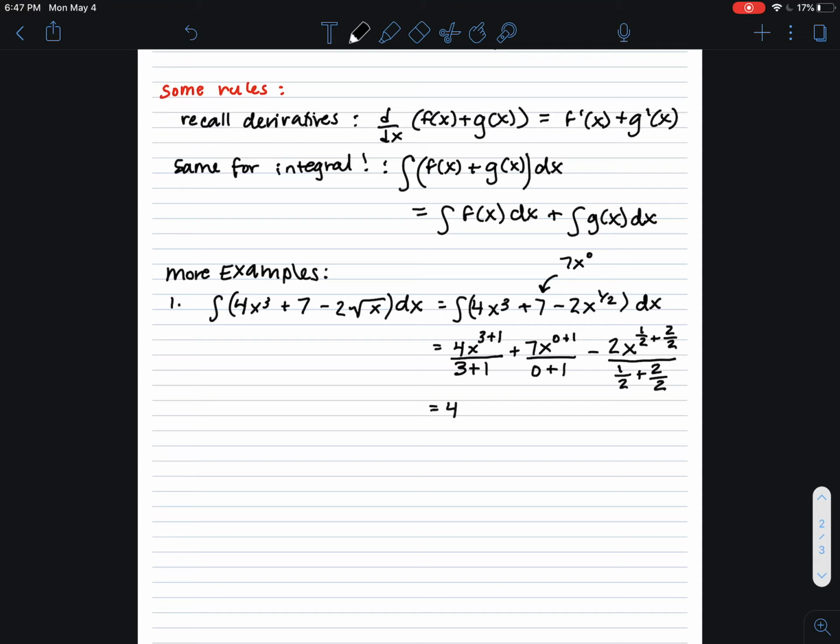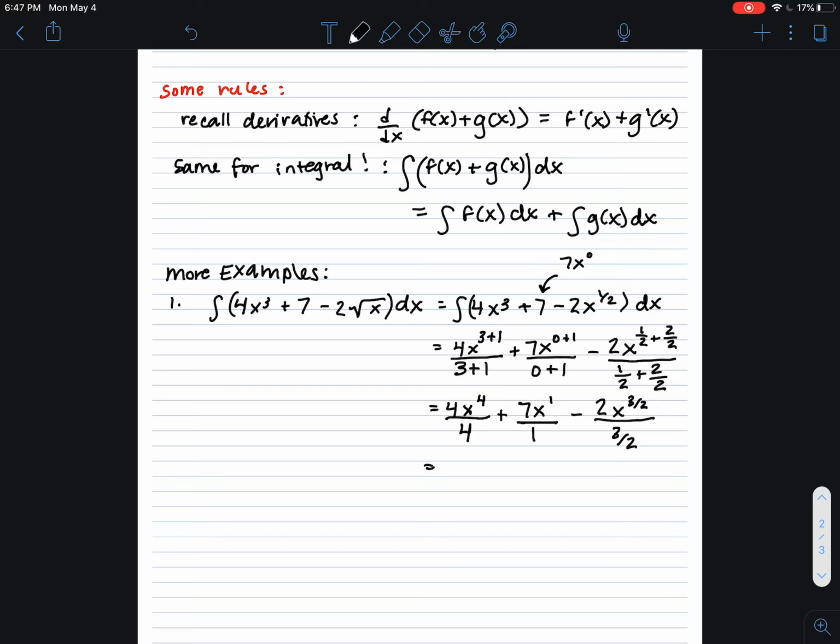So we're going to have 4 times x to the 4th divided by 4. This 4 on top was our original constant. This is our new power, and this is dividing by our new power. For the next term, we have 7 times x to the 0 plus 1 is 1, and then we're dividing by that new power 1. And for this one with the fractions, we have 2 times x, 1/2 plus 2/2 is 3/2, divided by that same new power, 3/2. Let's simplify a little bit better.